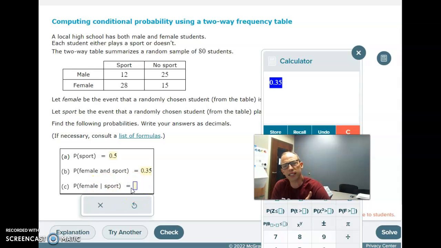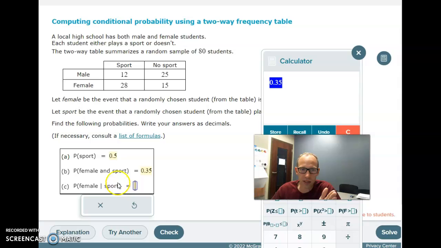And then finally, these are really the tricky ones. Probability of female, given that we play a sport. That "given that" narrows our focus. So we're no longer talking about all 80 students as our total, as the bottom of our fraction. We're only talking about the sports ones, so these 40. We know the denominator is going to be 40, and the top is going to be the ones that are female: 28 out of the 40 who are in the sports column.